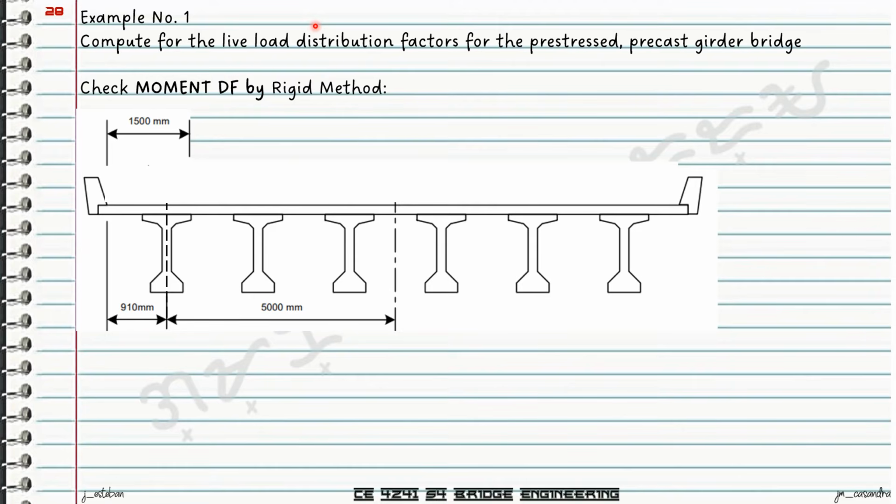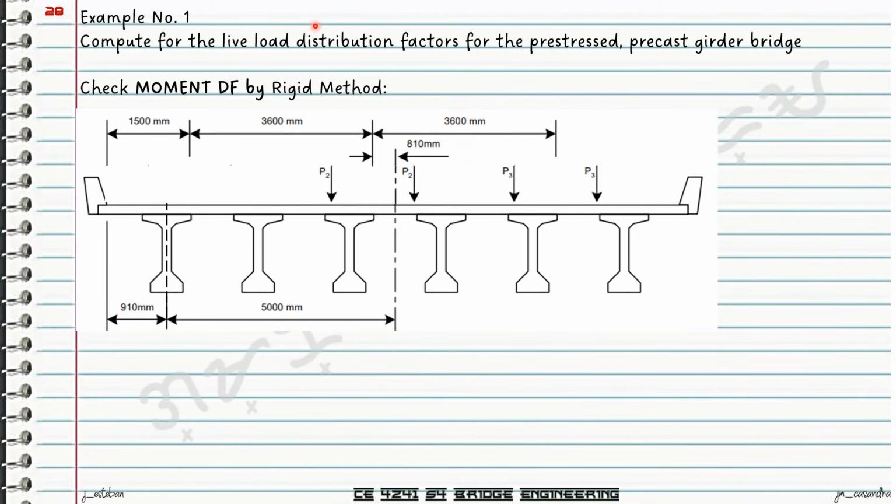wherein their center lines will be at 1,500. The second vehicle will have its center line at 3,600. And the third vehicle will have its center line at 3,600. So, let's see, if we have computed a number of lanes which is equal to 4.